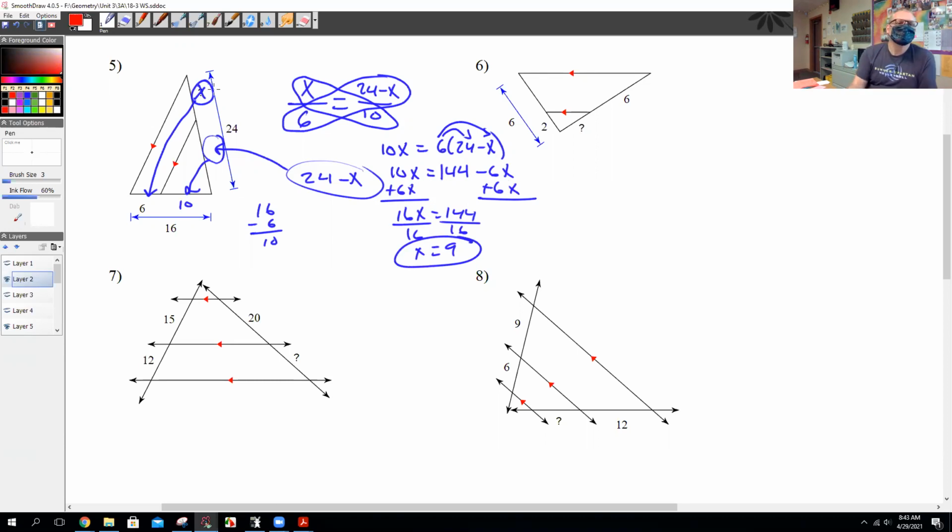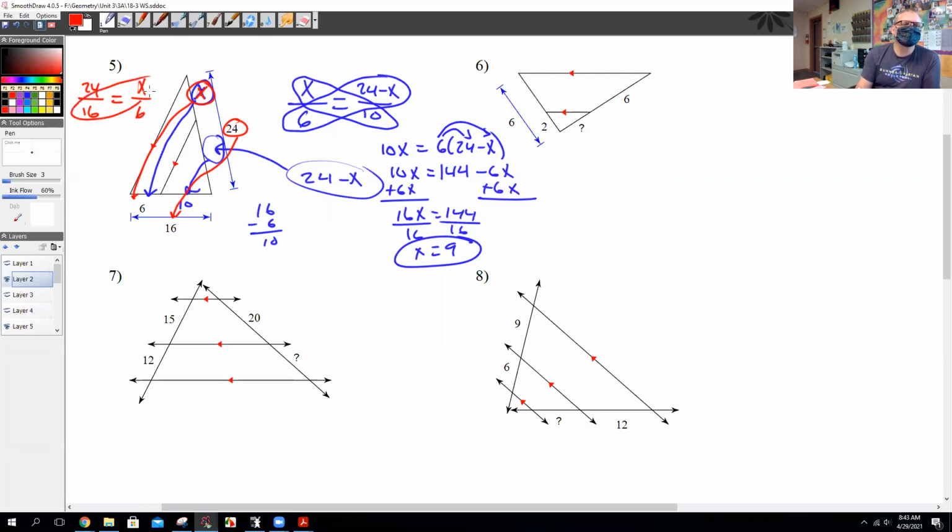Or, look, here's another way. Lucy, how'd you set yours up? 24 over 16 equals x over 6. So you did big side is the big side. So you did 24 is to 16. So she did this. 24 is to 16 as x here is the 6. And that works just fine too.